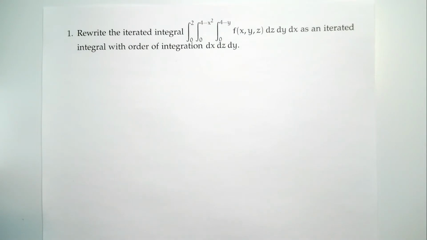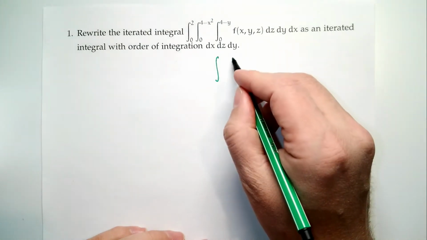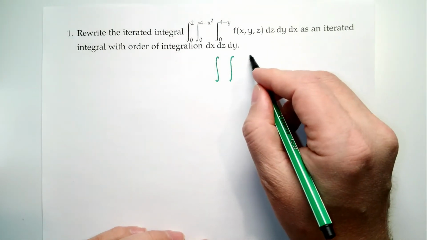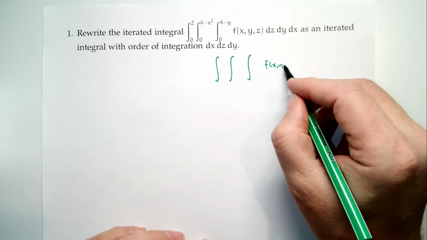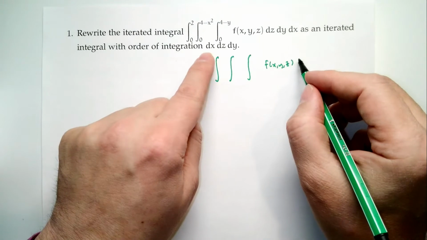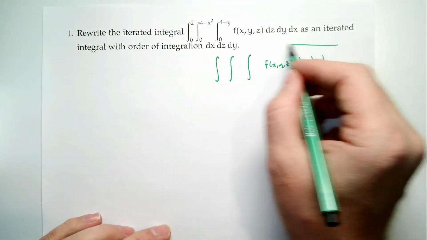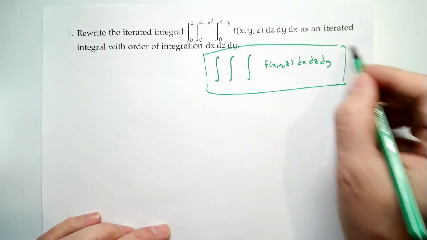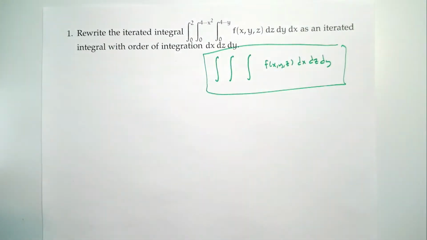Okay, well, so that says we kind of know what the answer is going to look like. It's going to look like an integral, integral, integral, and then we're going to have our f of x, y, z, and then it's dx, dz, dy. Okay, good. Look, we already got the answer, right? Ha ha ha, not yet. Got to fill in those bounds. Of course, that's the hard part.